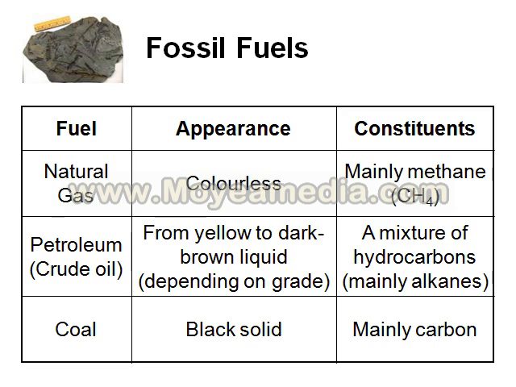We are all familiar with fossil fuels. There are 3 types of fossil fuels: natural gas, petroleum and coal. Natural gas, its appearance is colorless, and its constituent is methane gas. Second is petroleum, a yellow to dark brown liquid, and its constituents are a mixture of hydrocarbons. Third one is coal, its appearance is a black solid and its constituent is mainly carbon.